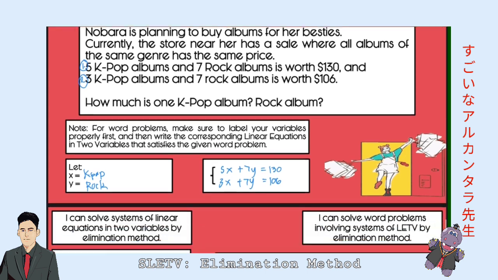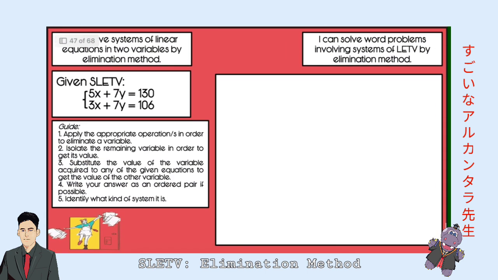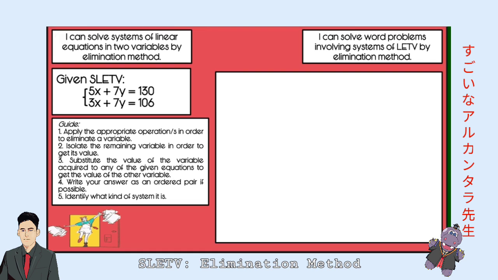To continue, we can now work on eliminating something in particular. And again, everything here is positive. So the thing that we're going to do here in order to eliminate a variable is by subtraction. 5x plus 7y equal to 130. 3x plus 7y equal to 106. So subtract the two equations. You have 5x minus 3x, that is 2x. 7y minus 7y, that is 0. 130 minus 106, that is equal to 24.